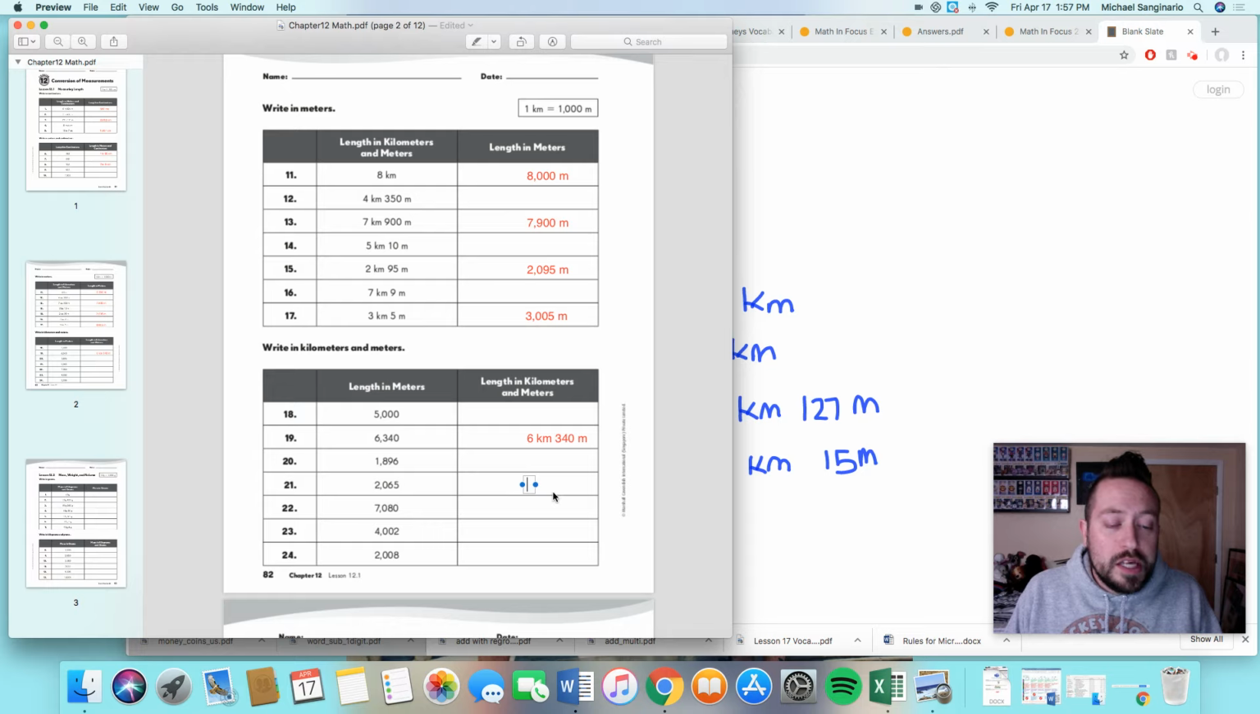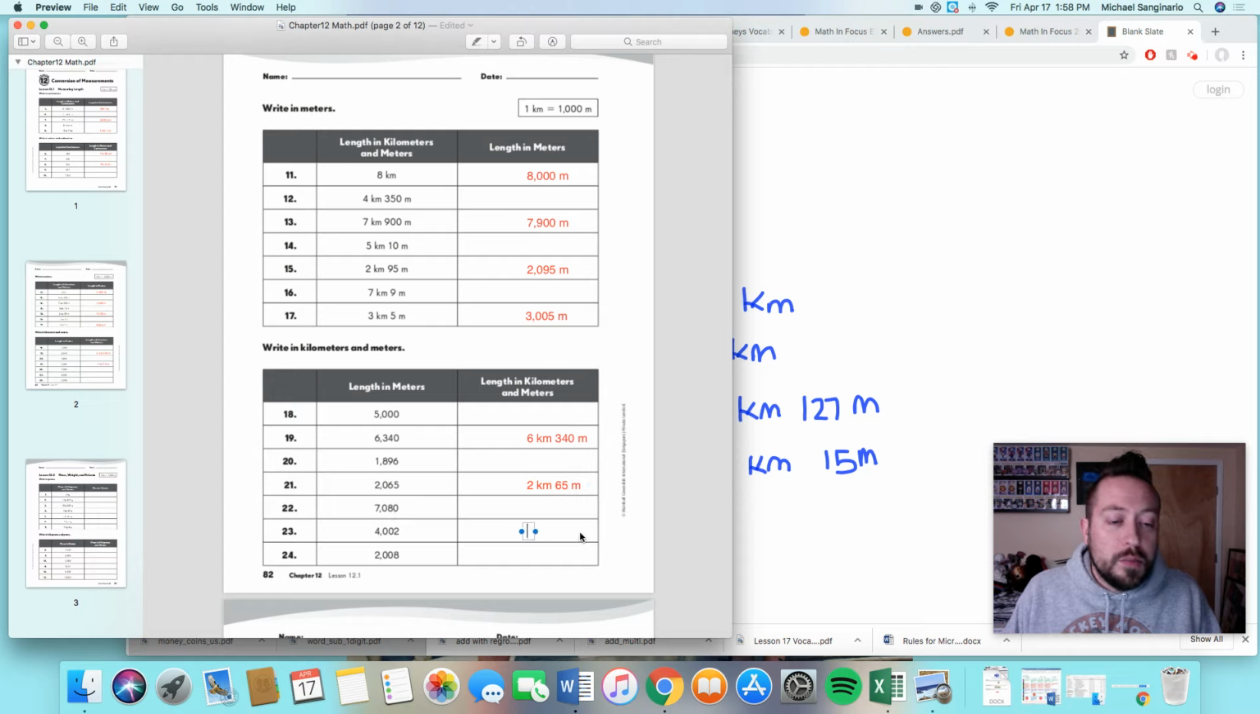21, 2,065 meters. Okay, so that 2 in the thousands place, 2,000s, that 2 is going to be your kilometers. So 2 kilometers. And then what's left over is just 65. So 65 meters would be the rest of that answer. Okay, number 22, you're going to do on your own.